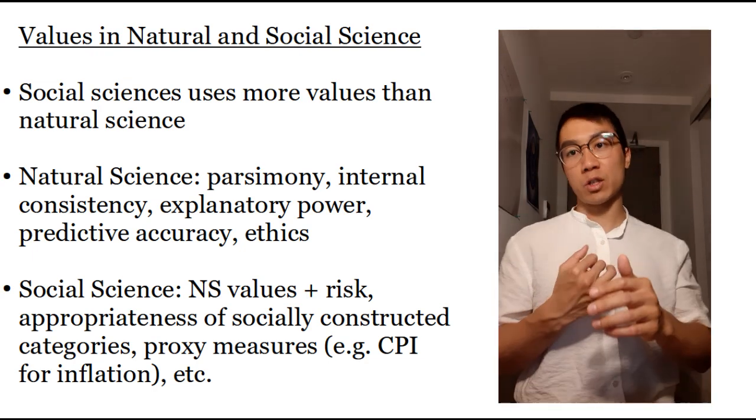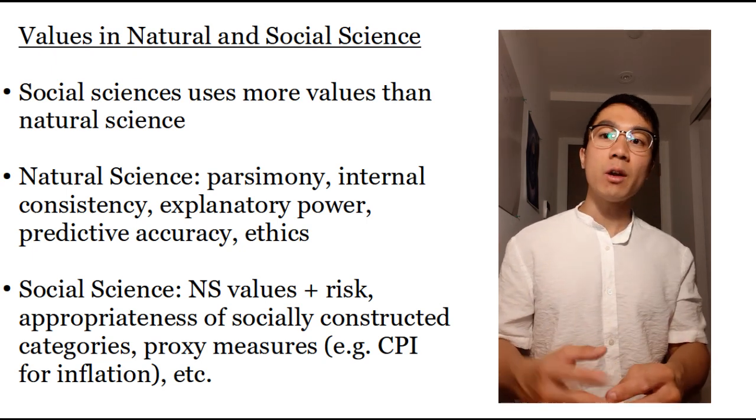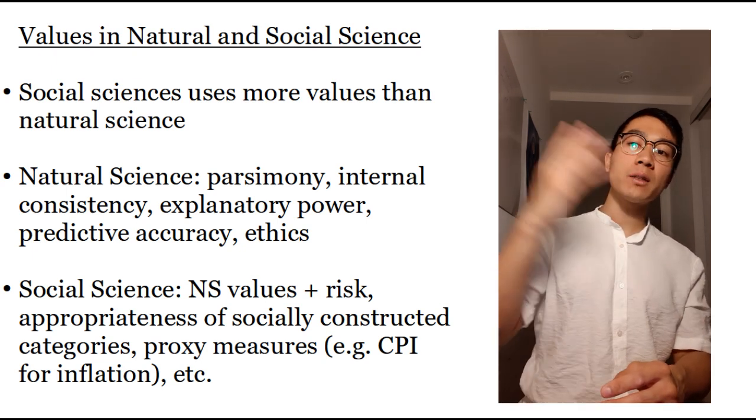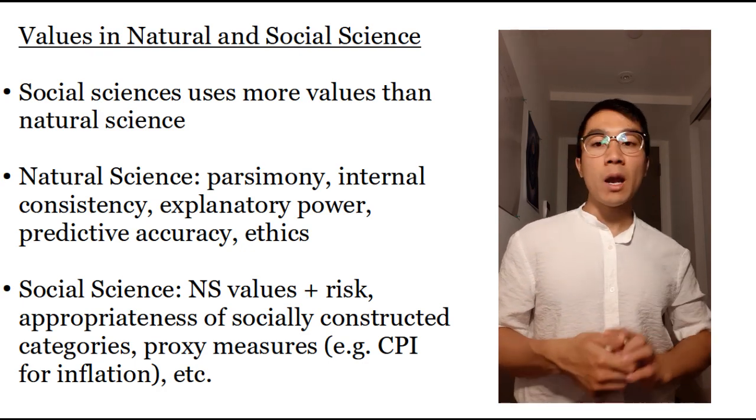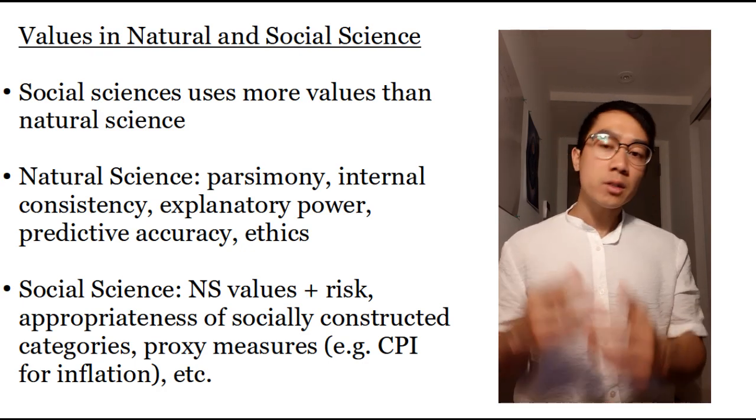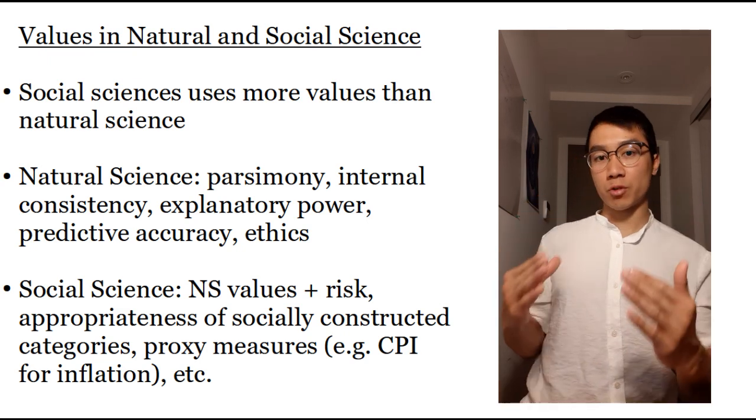And then you have ethical questions. In the social sciences, you have all the natural scientific values plus other values such as risk, appropriateness of socially constructed categories, and proxy measures. And this is really important because bias can be introduced.